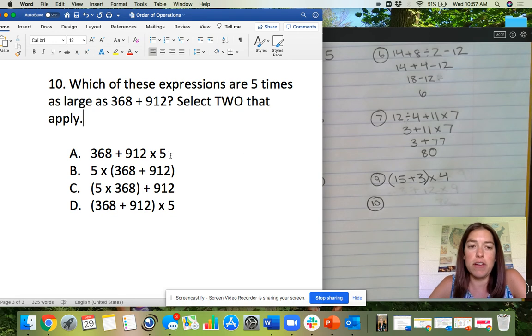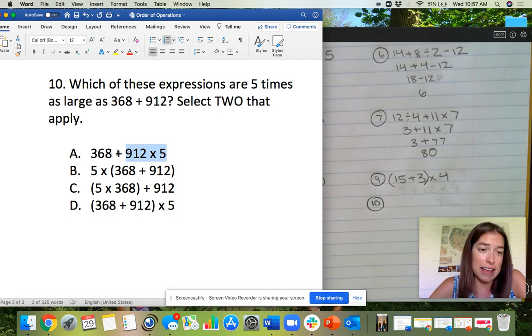All right, let's take a look at choice A. If we use our order of operations to solve choice A, no grouping symbols, no exponents, multiply, divide. I would have to first multiply 912 times 5 before I add in the 368. And now I'm no longer getting 5 times as large as 368 plus 912. I'm now getting 5 times as large as 912 and then adding in 368. So this one is not going to work.